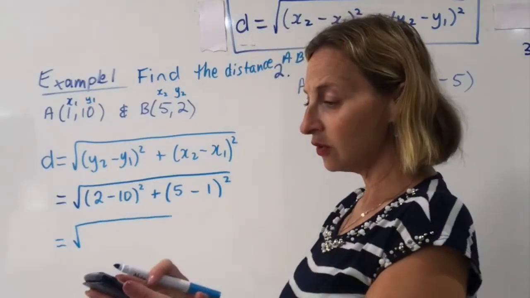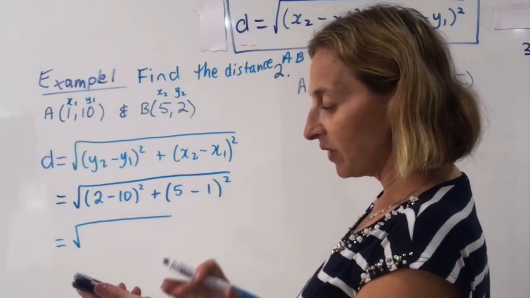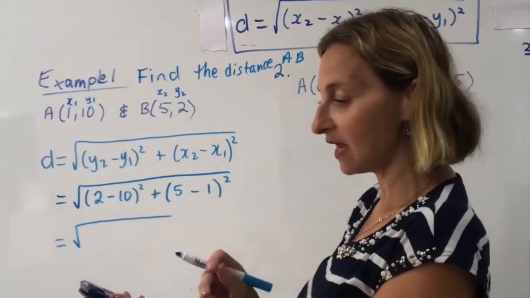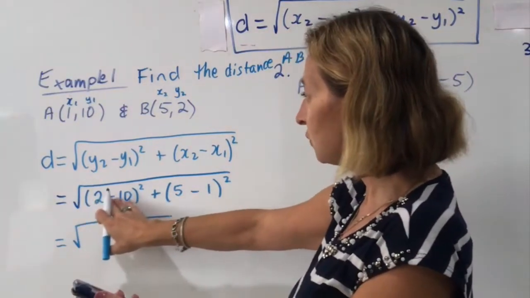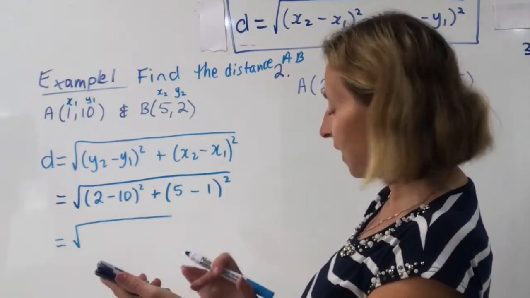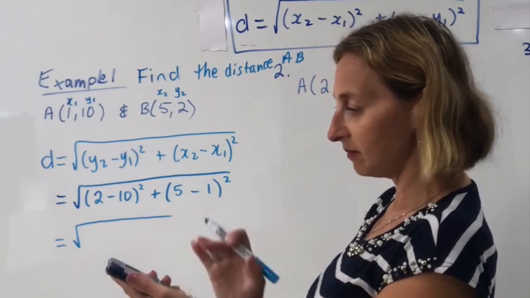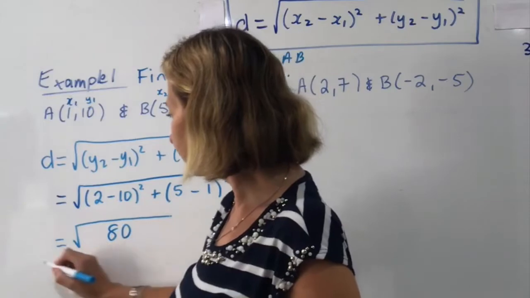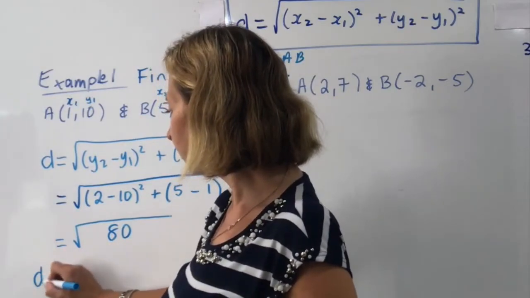Now if you like, you can just get your calculator, put everything in on the calculator. Don't put the square root. Notice I've still written the square root down. Just do bracket 2 minus 10 bracket squared plus bracket 5 minus 1 squared. Type it in exactly how it appears and you should get 80. So D is the square root of 80.